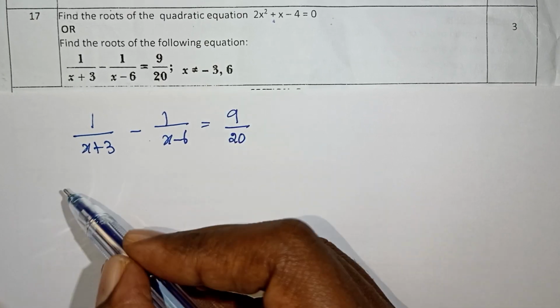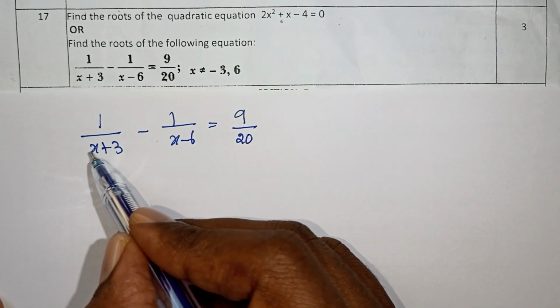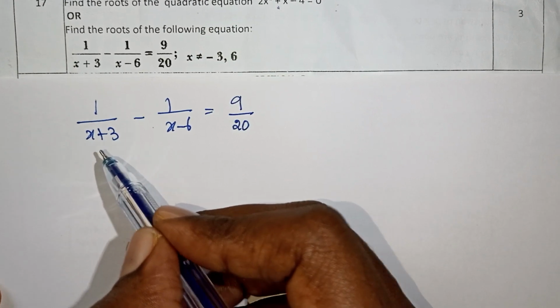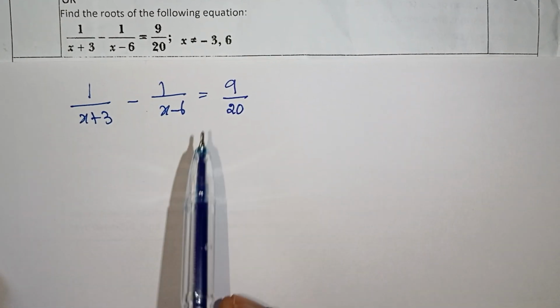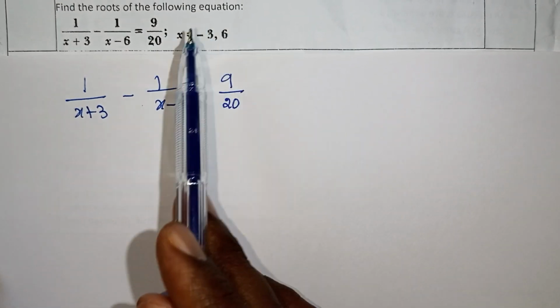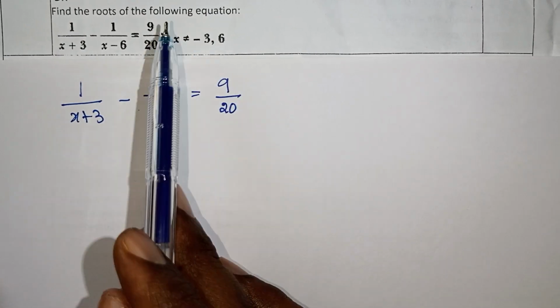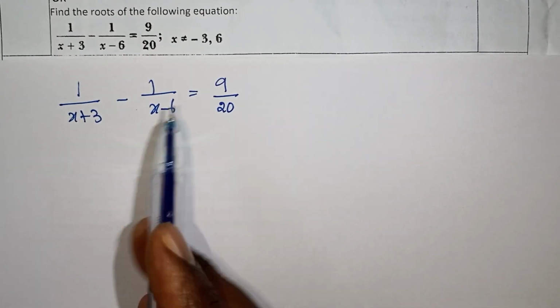Why? Because if you substitute x in the place of minus 3, the denominator will become 0. That will give you a non-defined value. That's why we should not take that value, and that's why they have mentioned it here. We need not use this; we have to solve the equation.